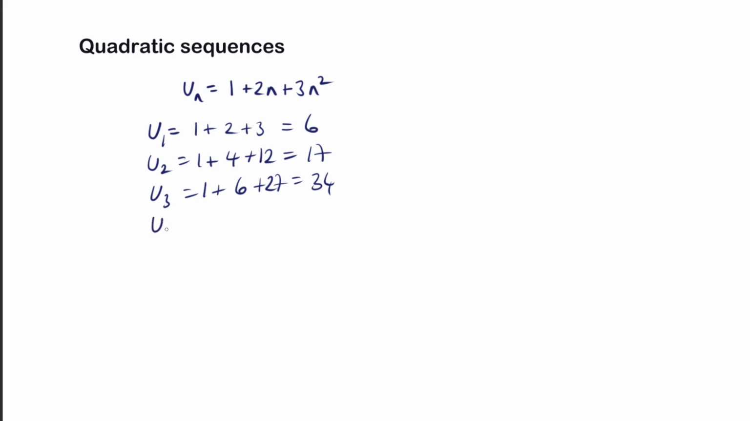I'll just do one more. Putting 4 into this equation, you get 1 plus 8 plus 4 squared is 16 times 3 is 48. So that gives us 57. So our sequence that we've generated is 6, 17, 34, and 57.